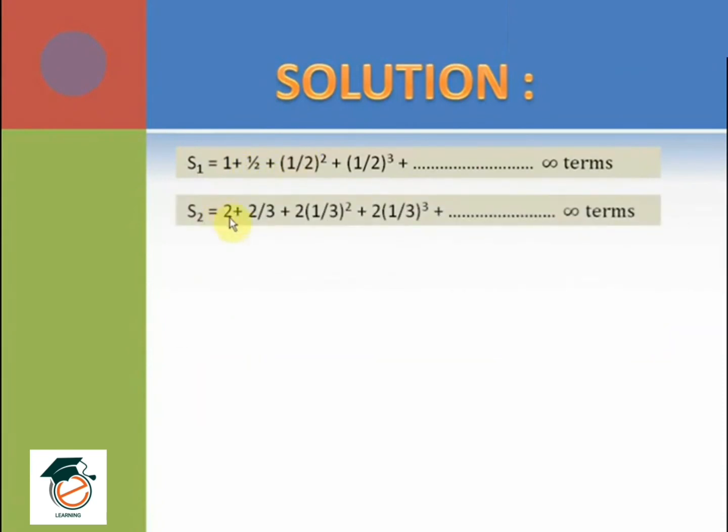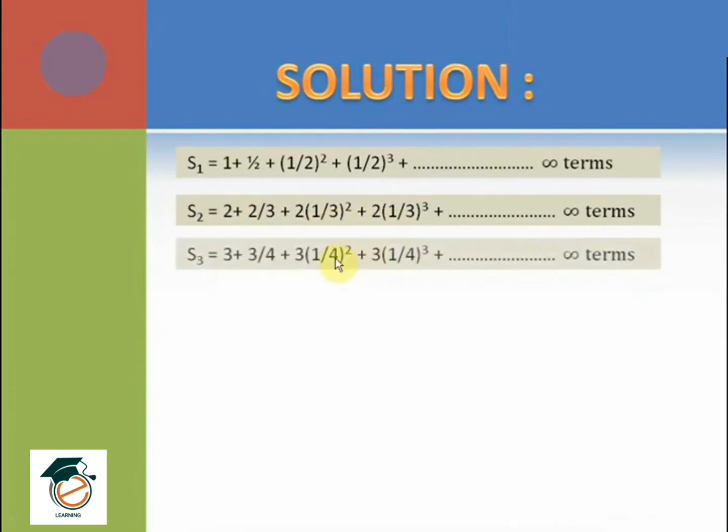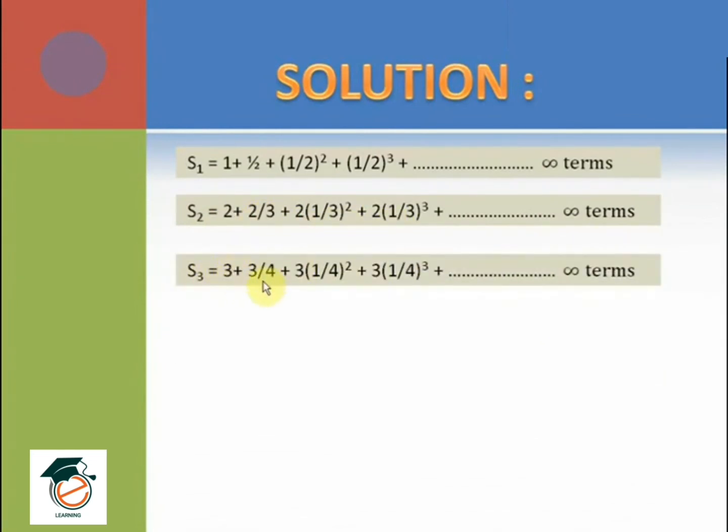Similarly, S2 would be equal to 2 plus 2 by 3 plus 2 into 1 by 3 whole square plus 2 into 1 by 3 whole cube and so on up to infinite terms. This is because the first term of this series is 2 and the common ratio is equal to 1 by 3. Similarly, S3 would be 3 plus 3 by 4 plus 3 into 1 by 4 whole square plus 3 into 1 by 4 whole cube and so on, because again the first term here is 3 and the common ratio is equal to 1 by 4.